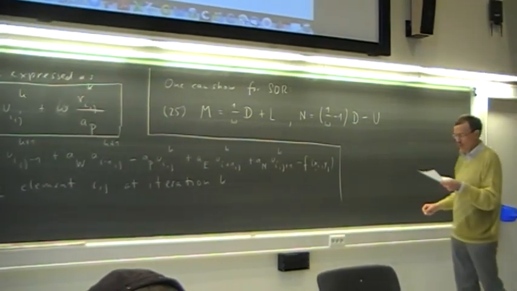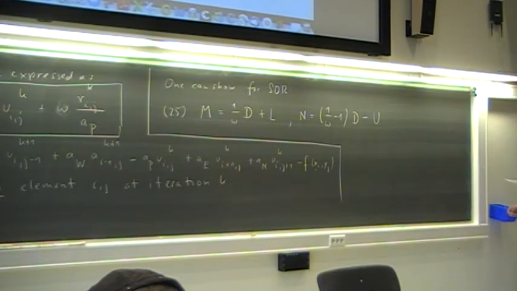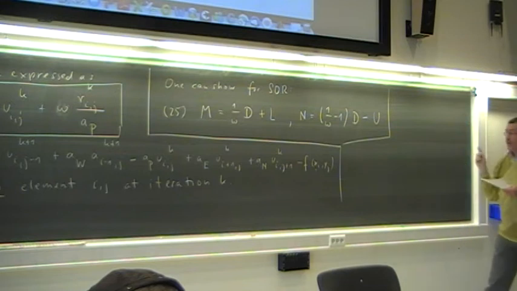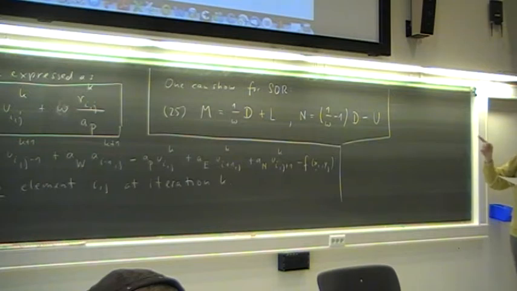So that is a special choice, but it turns out you can show that. That's not so important for us, it's important for the analysis, because what we saw in the beginning, decisive for the convergence is the spectral radius of M inverse times N. So that is decisive.